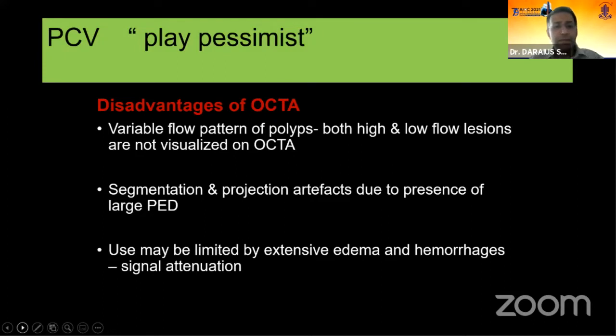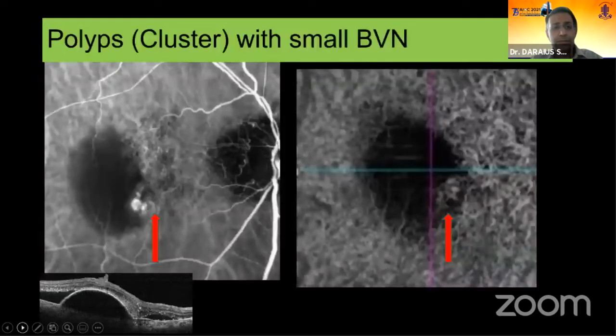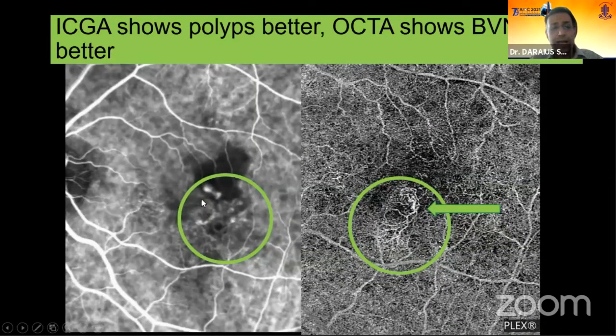So back to PCV. PCV was an entity where there was a lot of discussion on OCTA not being very useful. And in fact, I've shown the humble OCT also to be very useful. But with a little bit of time spent, there are some cases where we see beautiful things like the BVN nicely on using OCTA. What we found is that the ICGA shows the polyps much better, but the BVN, the branching vascular network, is seen very well on the OCTA.